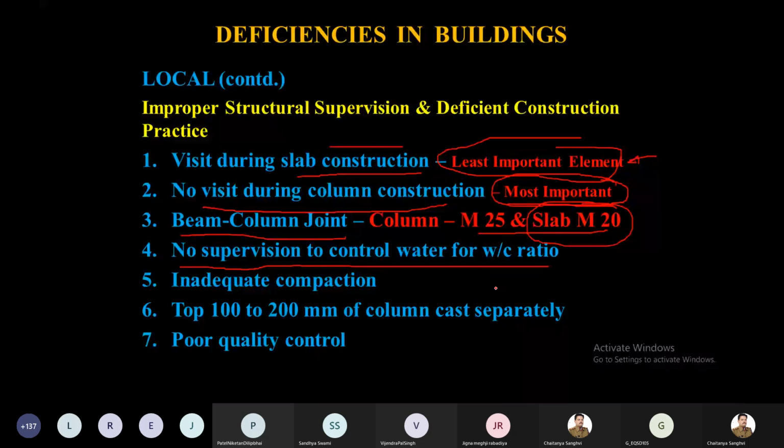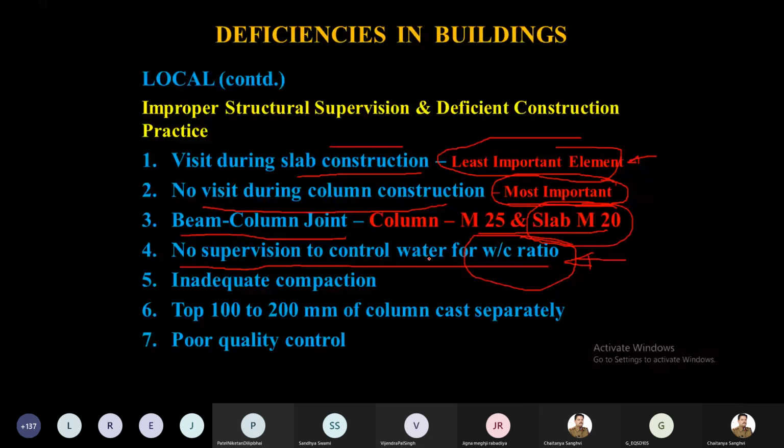So this should not happen. Water cement ratio must be controlled, right? It is as per the design, and that you should observe. And this is one of the most important points in my opinion. If you are able to control the water cement ratio, then you have a better construction.